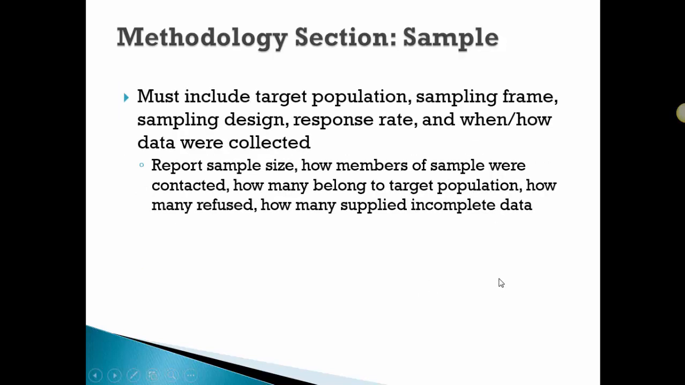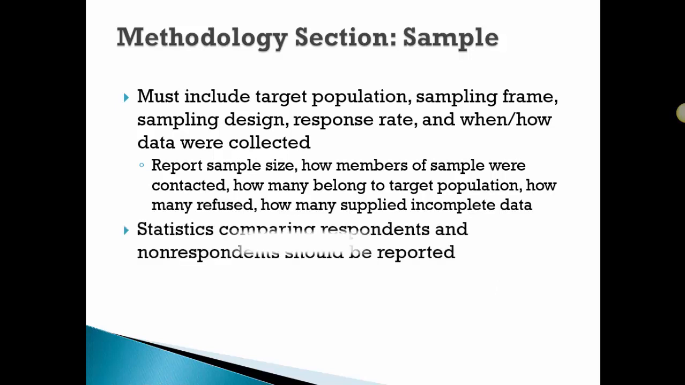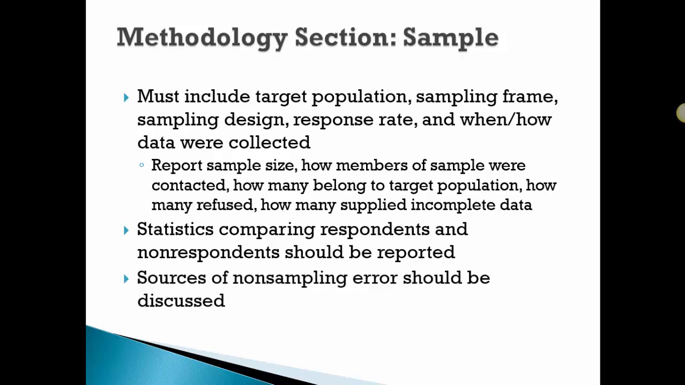The sample section must include the target population, the sampling frame, the design of the sampling, the response rate, how and when the data were collected, the sample size, etc. Statistics comparing respondents and non-respondents should be reported, especially if there was a concern about the response rate. And sources of non-sampling errors should also be discussed.